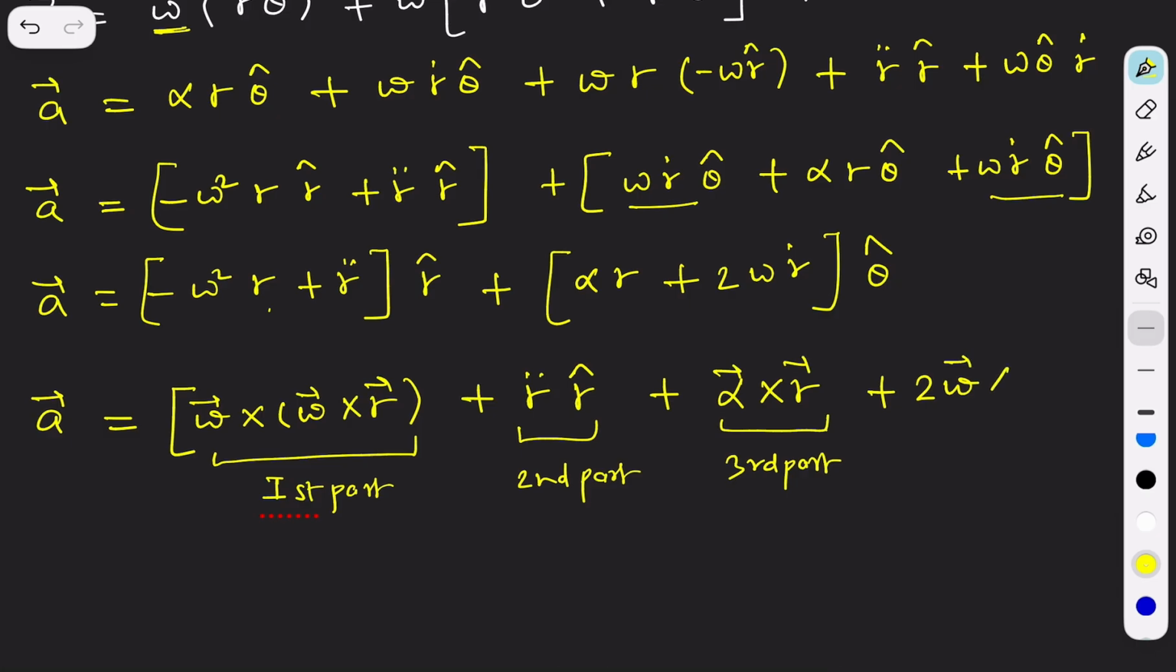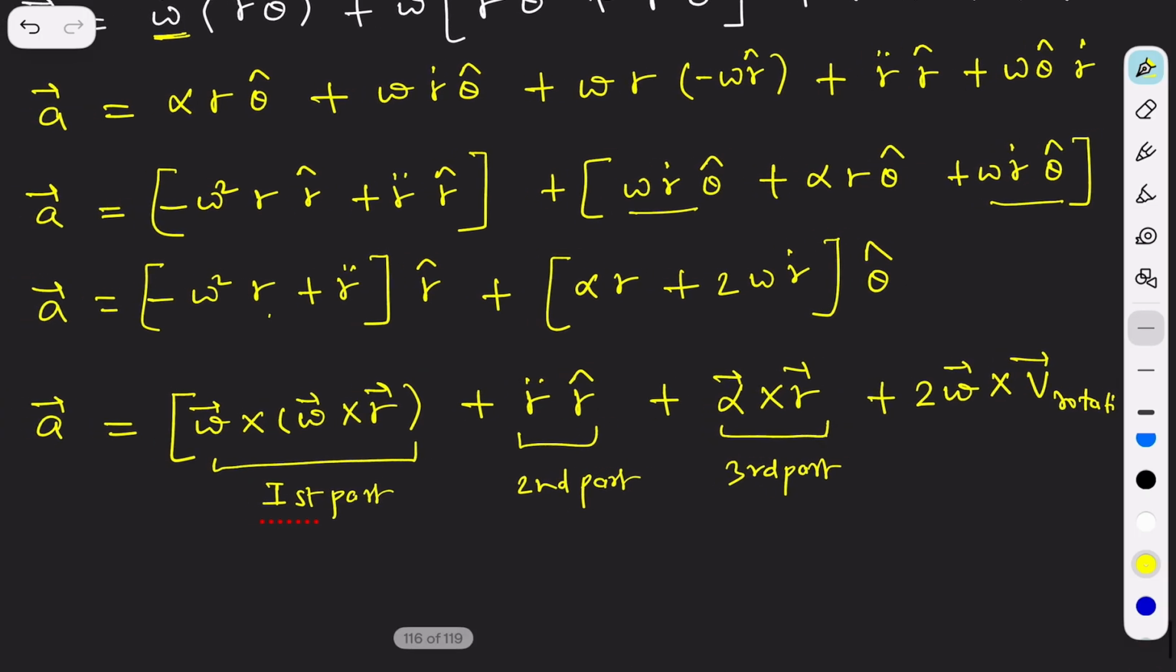This we are going to call v rotational. I'm going to write this v rotational, this is your fourth part. So these are the four parts of acceleration that we are going to see in reality. What are these? Try to understand.